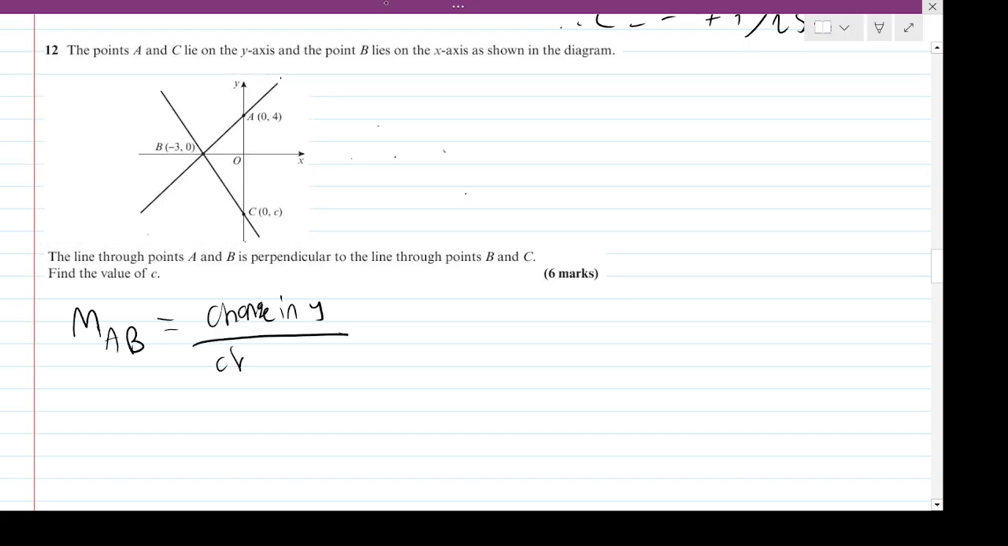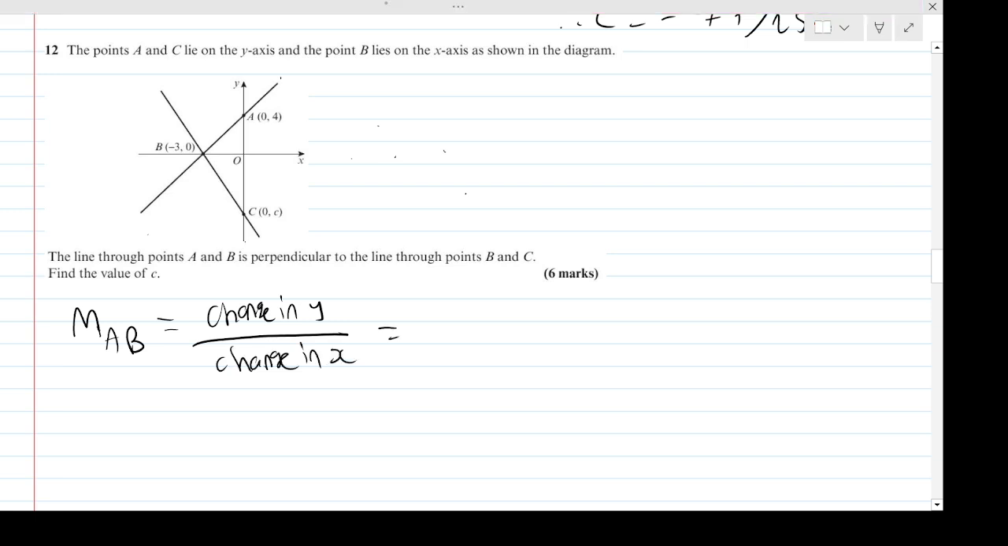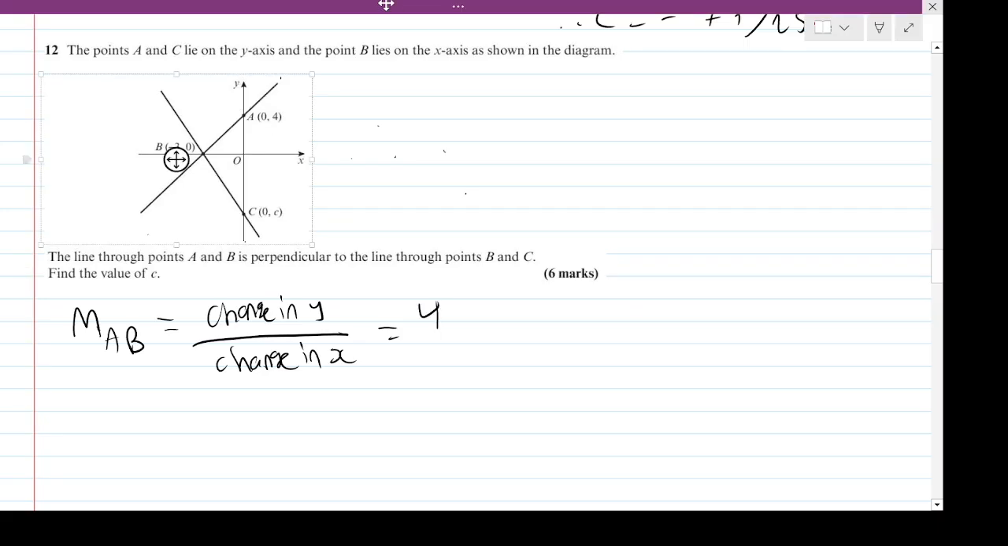And again, you don't have to write that down, but I'm just writing it down to be explicit about what I'm about to do. Okay, well then, the change in y, the y coordinates, let's do A first. So let's take 4 as the y coordinate there, and then take away the other y coordinate at B, okay? So 4 minus 0.